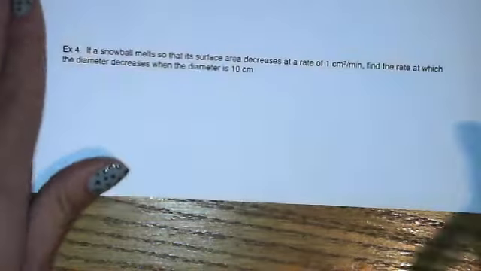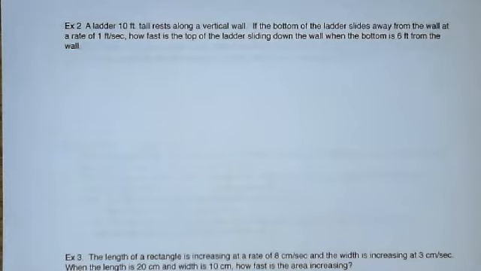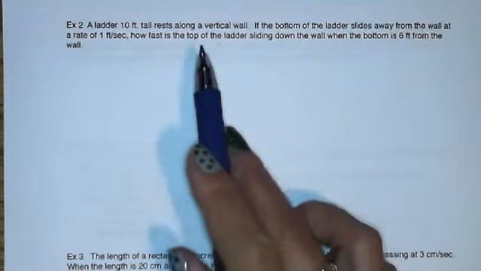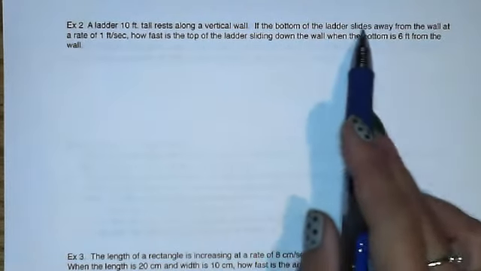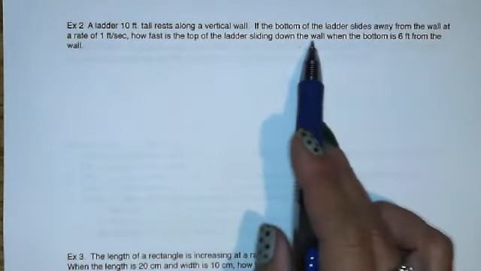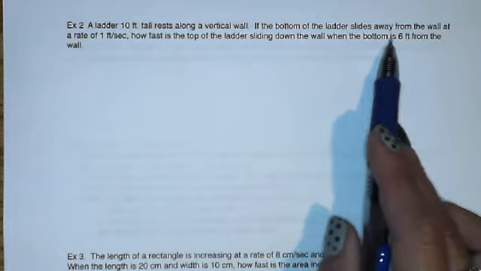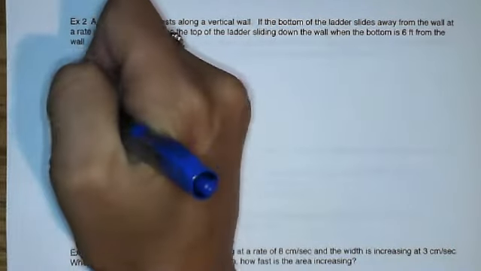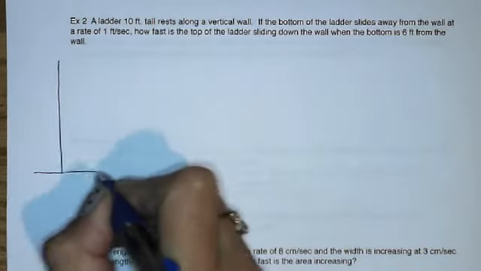Okay, try another one. Here we've got a 10-foot ladder rests along a vertical wall. If the bottom of the ladder slides away from the wall at a rate of 1 foot per second, how fast is the top of the ladder sliding down the wall when the bottom is 6 feet from the wall? All right, picture first.